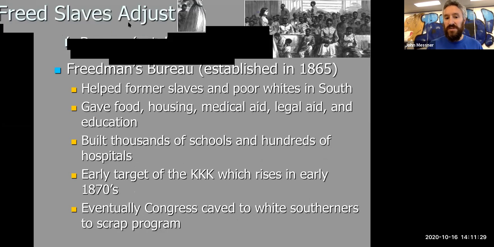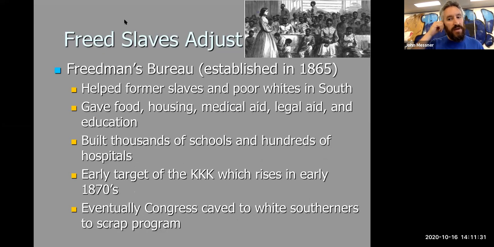But also what exists while Reconstruction is happening is an interesting social experiment in which people that were born into slavery, grew up in slavery, are now free, and are adjusting to this life of freedoms. And one thing our government does, which is an initial success, is start what's called the Freedmen's Bureau. Men and women that are former slaves are supposed to receive benefits and help from the government in this new life of freedom established in 1865 at the end of the Civil War.